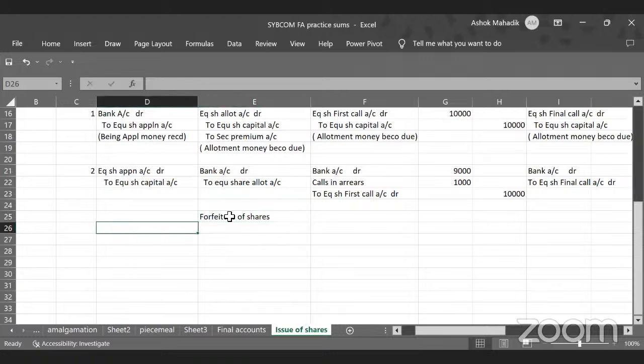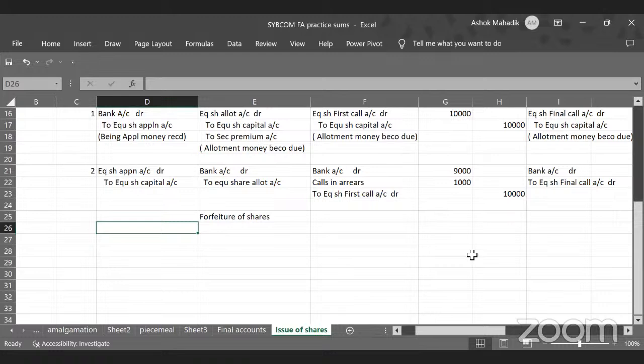So first, what is the meaning of forfeiture of shares? Forfeiture means cancellation of shares. A share can be forfeited only on account of non-payment of call money. If you don't pay any call, first call, second call, or even allotment money, that is considered call money. Any money which is called and you have not paid, then your shares will be forfeited. Clear? There can't be any other reason for cancelling the shares.